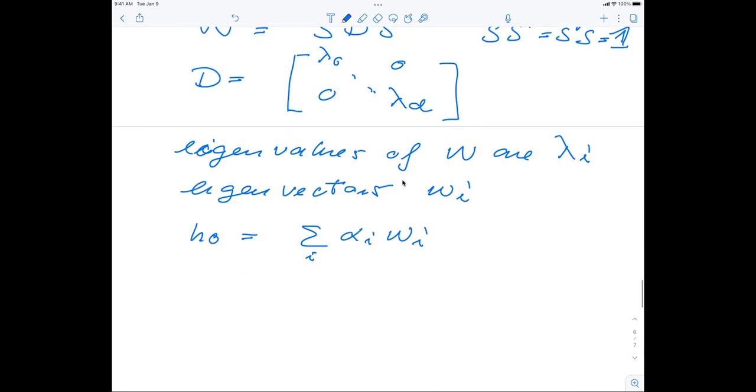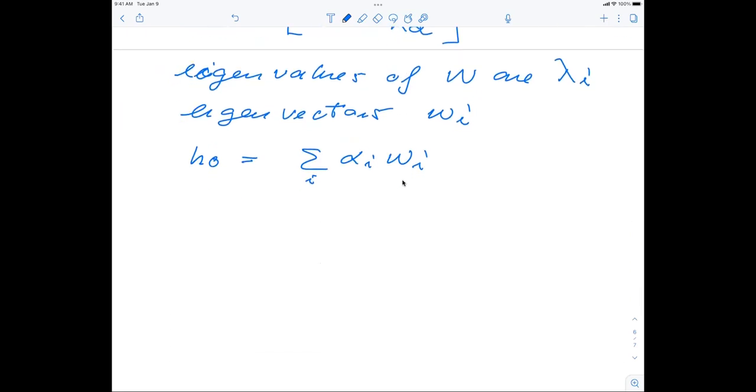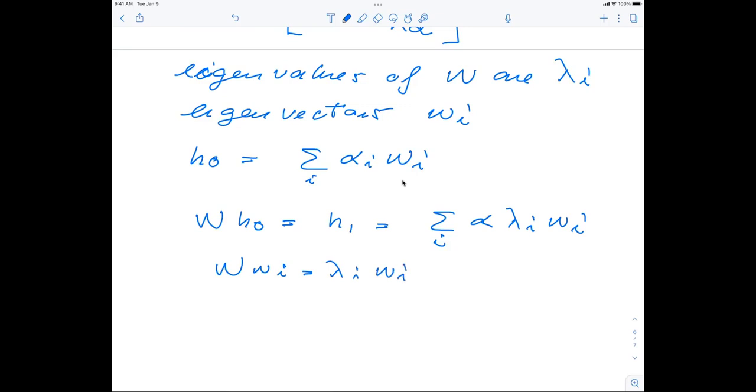Now, if you now look at this, if you now apply this matrix W on h0, this should be h1. That is nothing but the sum over i of alpha i, lambda i times Wi, right? Because what I have is that W multiplied with Wi is given by lambda i multiplied with Wi. Okay? Does that sound okay?